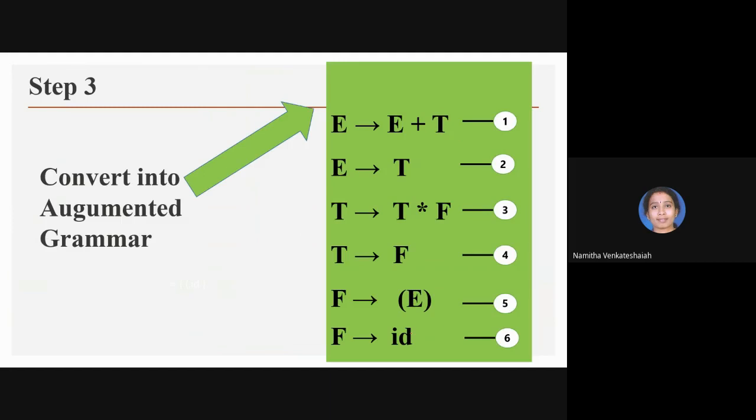Okay, now what is step three? Converting the given grammar into augmented grammar, that is step 3. So how do you do it? Very important. Very simple: we have to add one extra production. On what basis are we going to add the extra production?